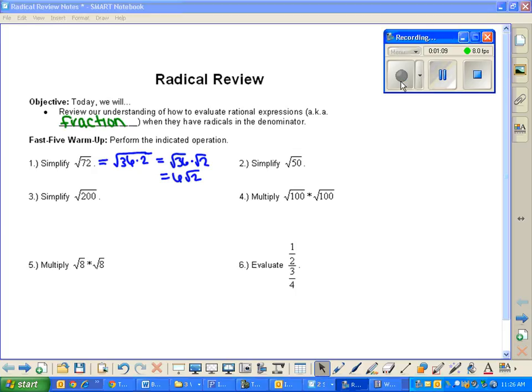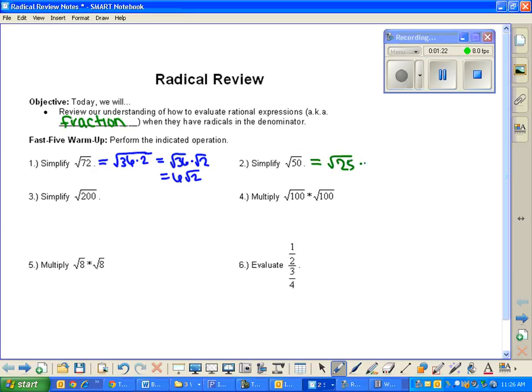All right, let's talk about it. Number 2, simplify square root of 50. Can someone talk me through kind of what I did with number 1? Alex, let's see it. 5 square roots of 2. You are exactly correct. Number 3. John, yeah? Square root of 100 and square root of 2 can be separated. 10 times the square root of 2. Very nice. Do we all see that?